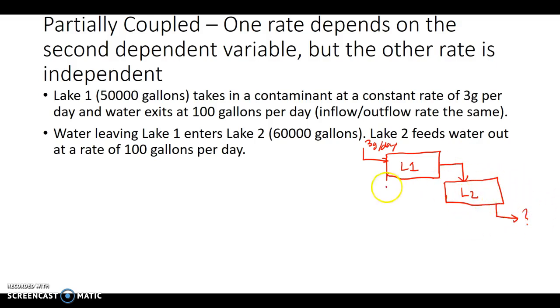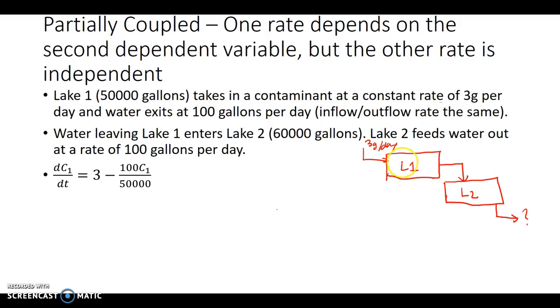That's unimportant, but the rate of change in L2 depends on L1, because what's coming out of here is what's going into L2. But in order to know what's going on in L1, we don't really need to know anything about what's going on in L2. This system right here is independent of this one over here. We'll call these, let's say, C1 and C2. So let's see.